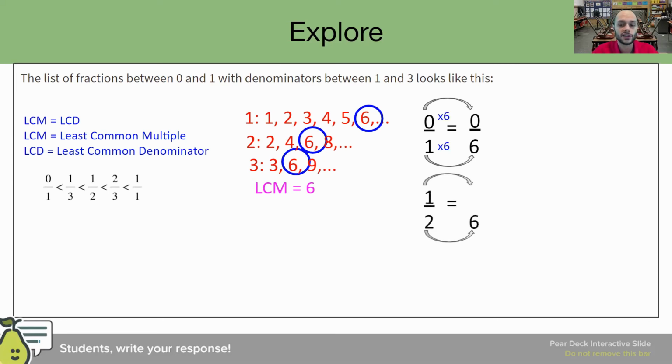Let's move to the next fraction, 1/2. How are we going to make this 2 become 6? How can we do that? Please pause this video and let me know.